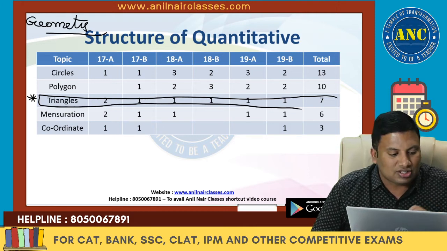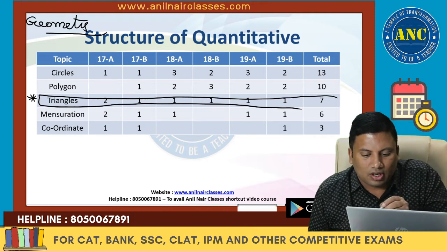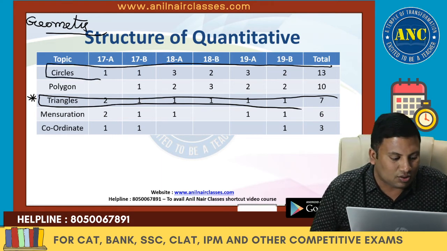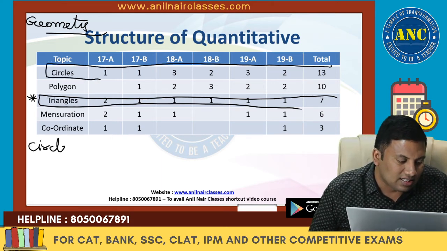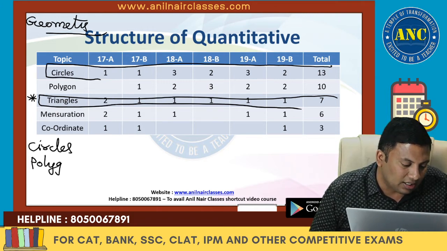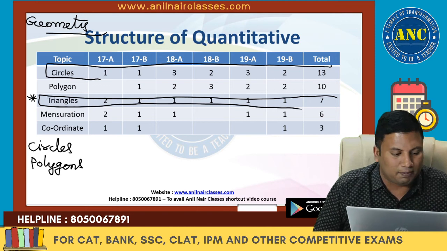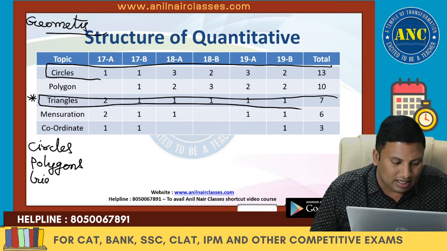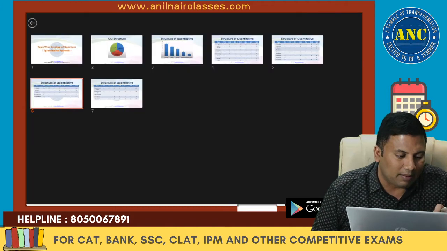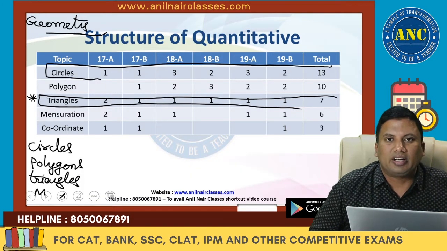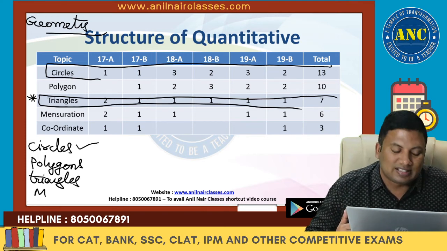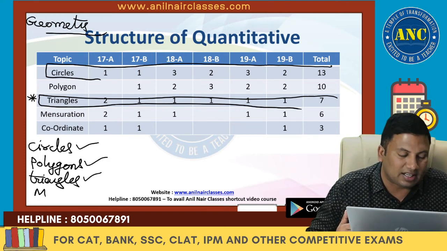Then in the last few years we are also observing a good number of questions based on circles. Circles, total 30 questions are there. Circles is an important topic. The last 3 years' trend says that polygons is also another important topic. Then triangles, then mensuration, then finally coordinate geometry. In case you are preparing for geometry, focus more on circles, then polygons and then triangles.